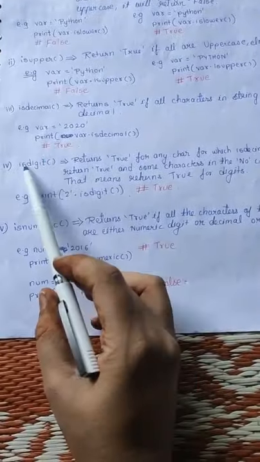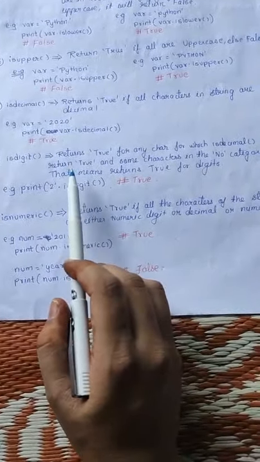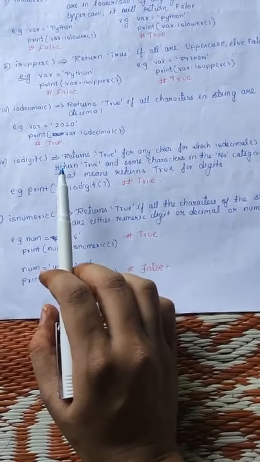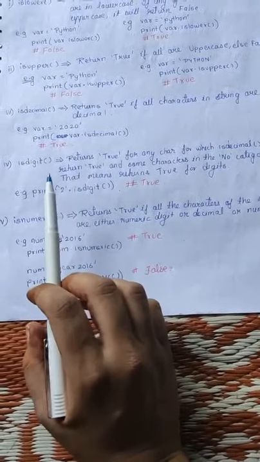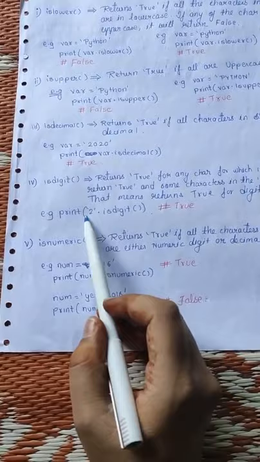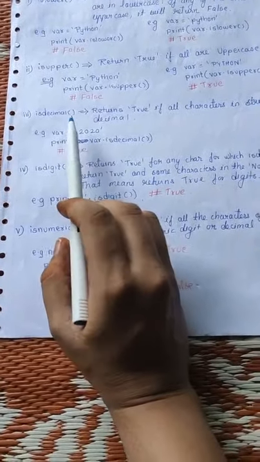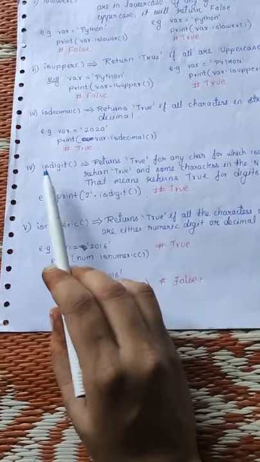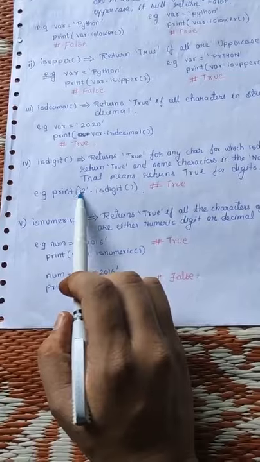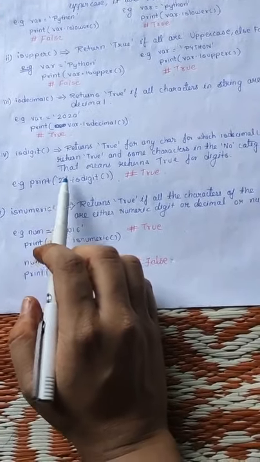Then I have isdigit. So what do you mean by isdigit? Any character for which isdecimal is true, and some characters in the number category. What do you mean by this? That means we can have exponential values also. In decimal we just have integer values, but in digits it may be in any form, that is complex number form, exponential form, or even integers or floating point numbers.